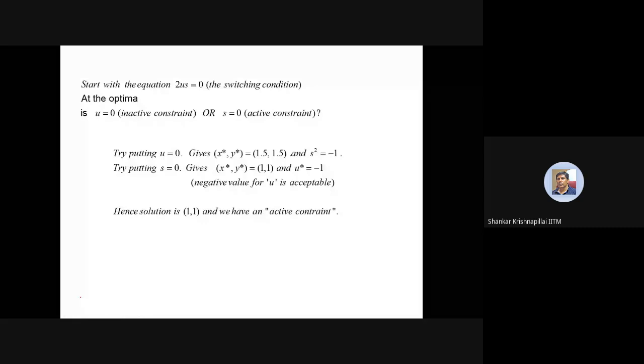Okay, we'll try again. So either you put u equal to 0 or s equal to 0. So u equal to 0 gives inactive constraint, and s equal to 0 gives active. One of these will give absurd results like s squared equal to -1, so that can be cut off. Then the other will be correct. This is called the switching condition. That is how you check whether a constraint is active or inactive. Next we'll apply this same method to a little bit more complex problem.